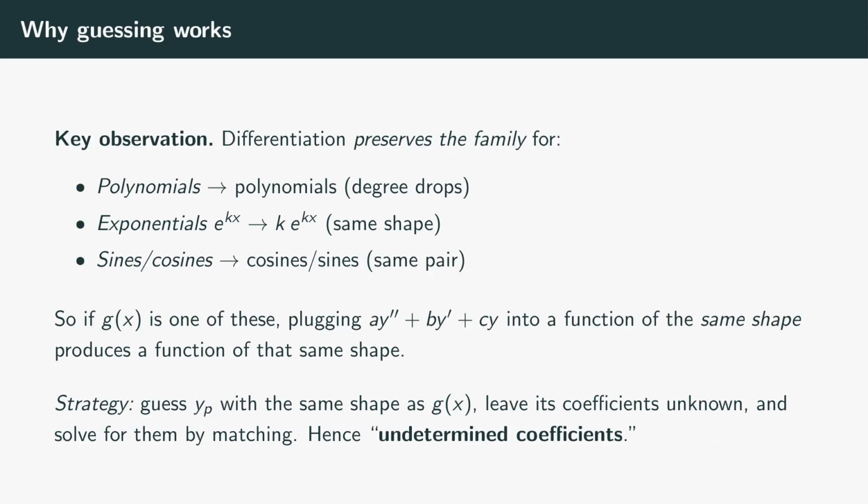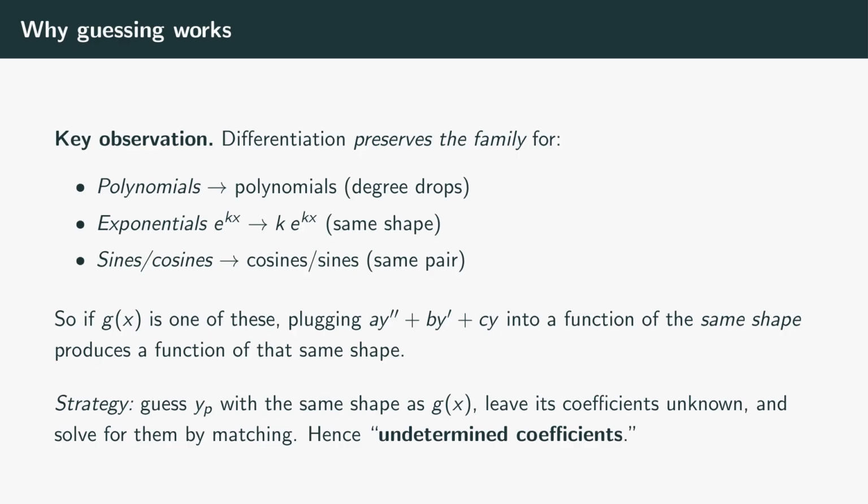Why should guessing the answer ever work? Because of one special property shared by polynomials, exponentials, and sines and cosines: differentiating them keeps you inside the same family. Differentiate a polynomial and you get another polynomial. Differentiate e to the kx and you get k times e to the kx, the same exponential shape, just scaled. Differentiate a sine and you get a cosine. Differentiate that and you are back to a sine. The shapes recycle. Now look at the left side of our equation. It is built from y, its first derivative, and its second derivative. If you feed in a function of one of these special shapes, the whole left side comes out as a function of that same shape.